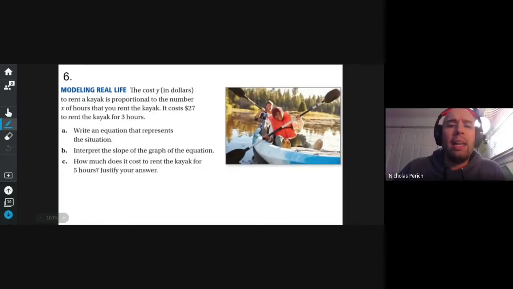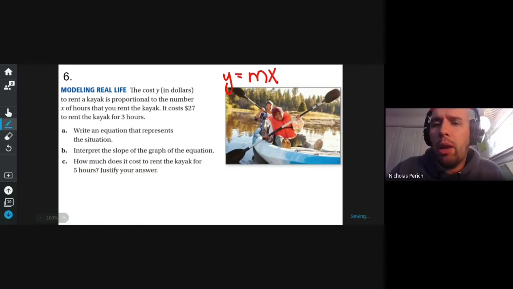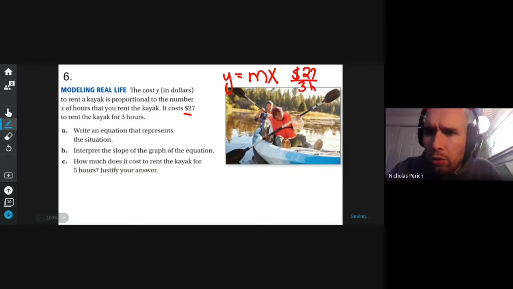The cost y in dollars to rent a kayak is proportional to the number of x hours that you rent the kayak. It costs $27 to rent a kayak for 3 hours. Write an equation that represents the situation. First off, we need to find the slope. So it costs you y dollars to rent a kayak. I pay $27 over the course of 3 hours.